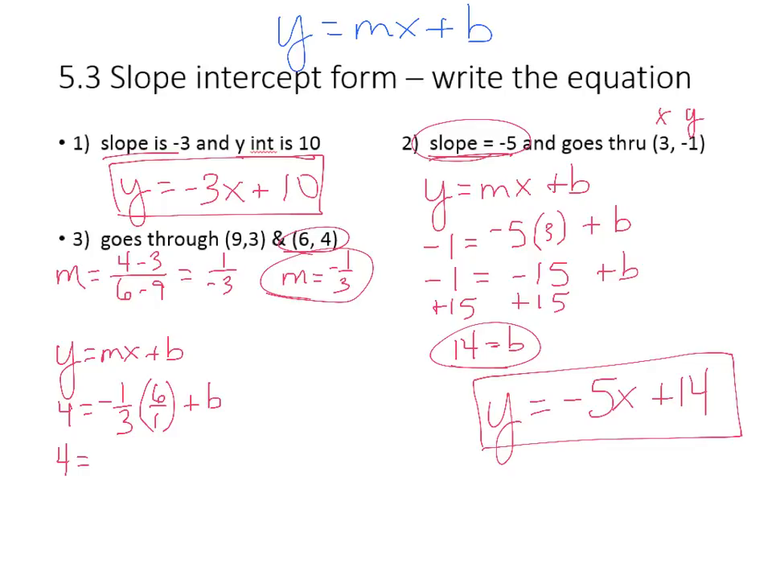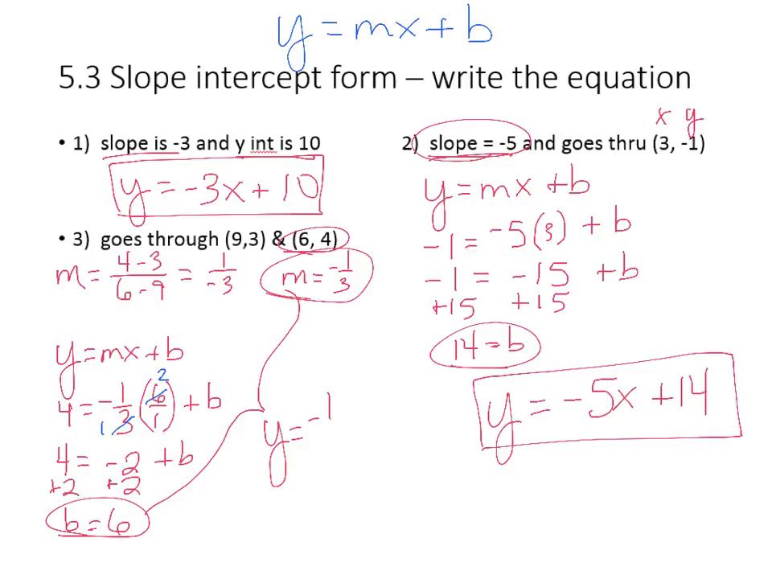I can reduce my fraction, which is helpful because that actually multiplies nicely straight across as a -2. Add 2, b equals 6, so y equals -1/3 x plus 6. Now you pause this video and do the slide on 5.3 on your own.